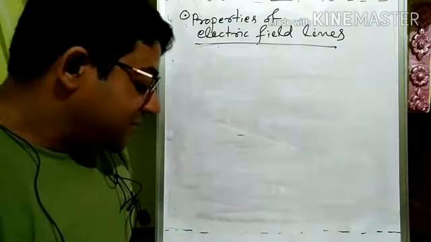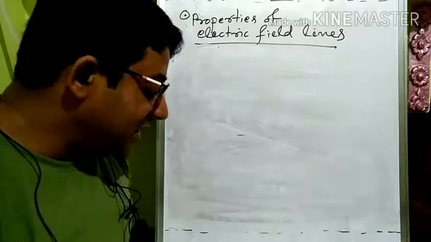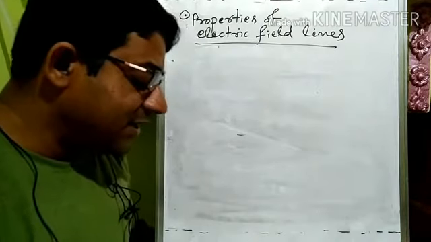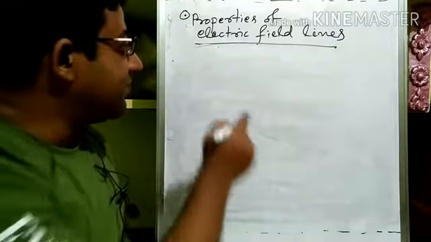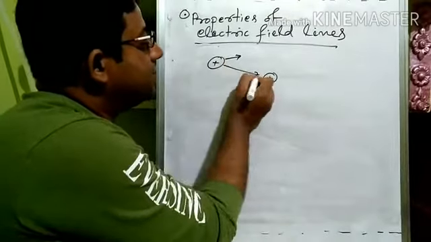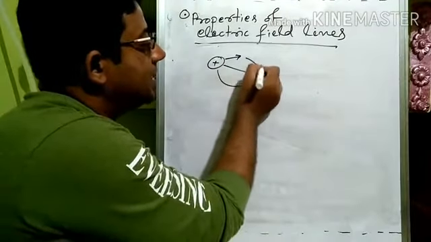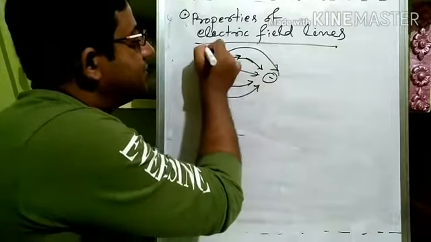So the properties of electric field lines. The first property is that the field lines are always radially outward from a positive charge and radially inward at a negative charge. This thing we have discussed already. If there is a plus, this is a minus. Always it is outward from positive charge and inward at negative charge.